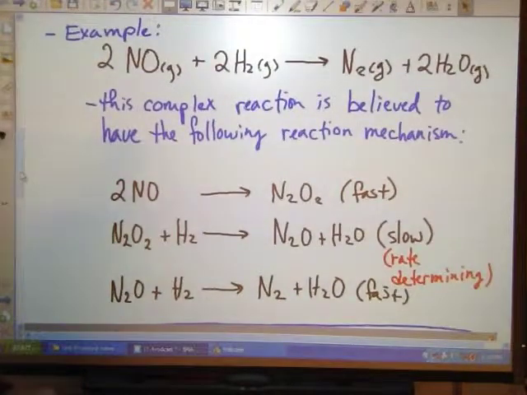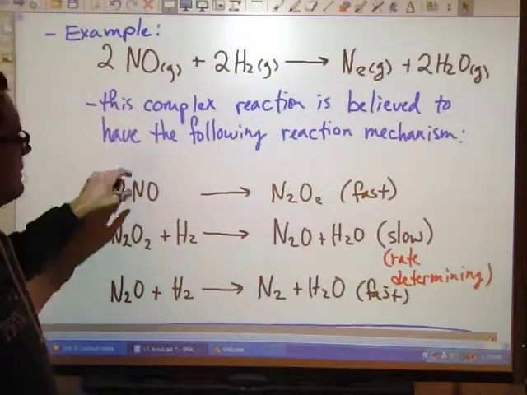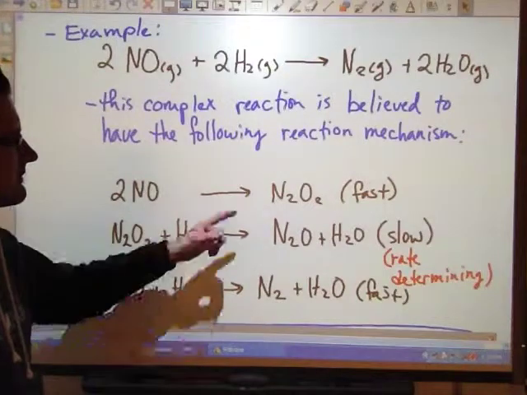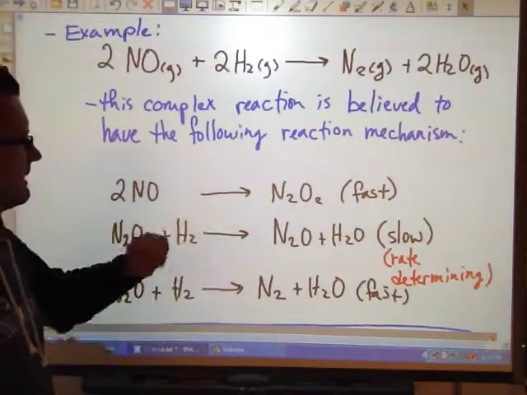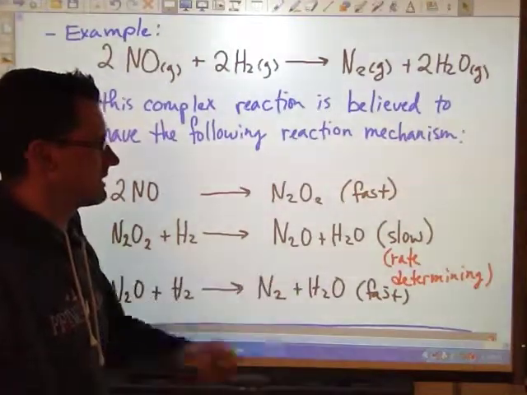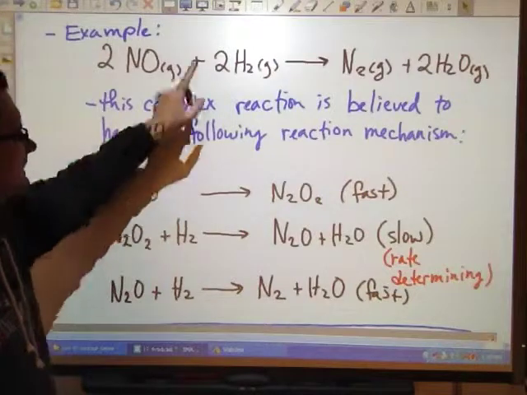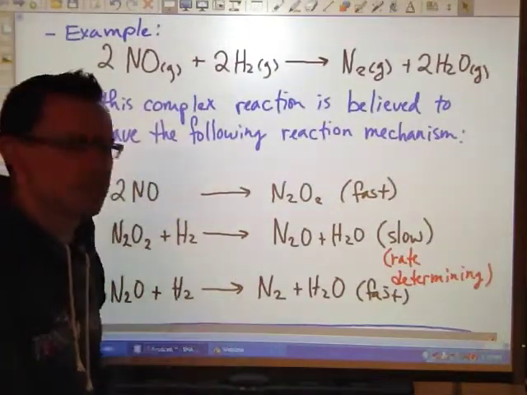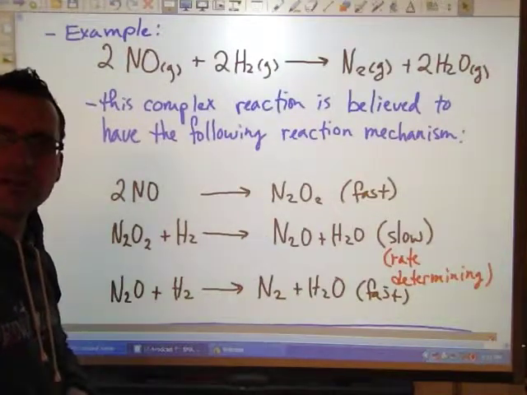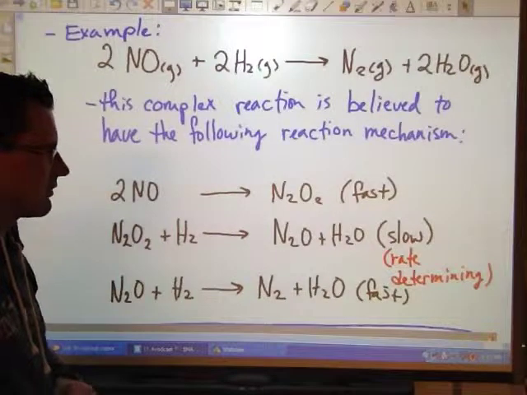So if we take a look here, we can think of this as 3 steps. First of all, we have the 2 NOs forming N2O2. That's a relatively fast reaction. Then that N2O2 molecule combines with a hydrogen to form N2O and water. And then that last N2O combines with the last hydrogen and forms this. And we're told that this middle step is the rate determining one. It's the slowest one, whereas the other ones are fairly quick.